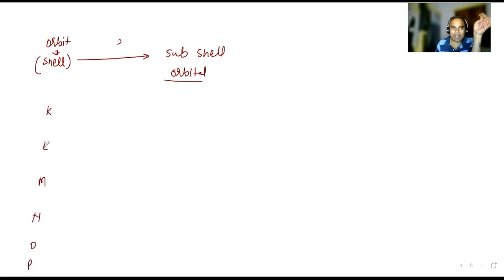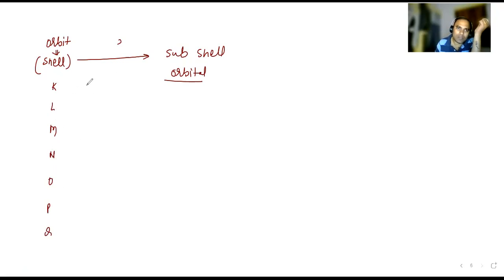O, p, 7 are there. 1, 2, 3, 4, 5, 6. No, wait, let me reduce. Then again, let me rewrite, because 7 we need to write. So this is the k, then l, then m, here n, o, p, q. So I think 1, 2, 3, 4, 5, 6, 7.